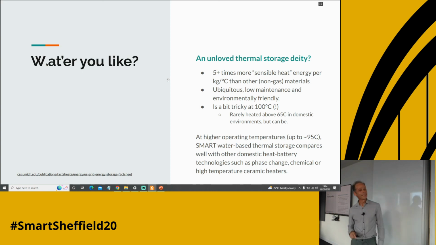However, we haven't met many plumbers who have been very helpful so far with this. So we are looking really for people like Arup and other buildings engineers to help us promote hot water as an energy storage technology.